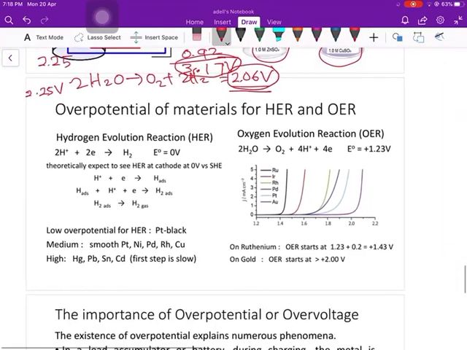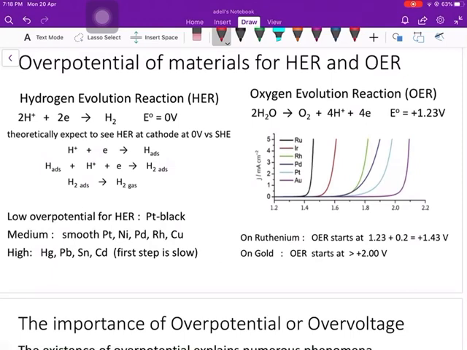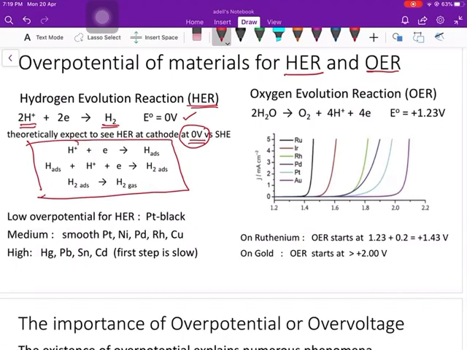Okay, look at this, the next slide. The overpotential of materials for hydrogen evolution reaction and oxygen evolution reaction. This is the standard hydrogen reaction for acid. Hydrogen ion will be reduced to form hydrogen gas. This is the hydrogen evolution reaction. Theoretically, if you look at the standard series, you will find 0 volt versus the standard hydrogen electrode. These are all possible steps from hydrogen ion to produce hydrogen gas.